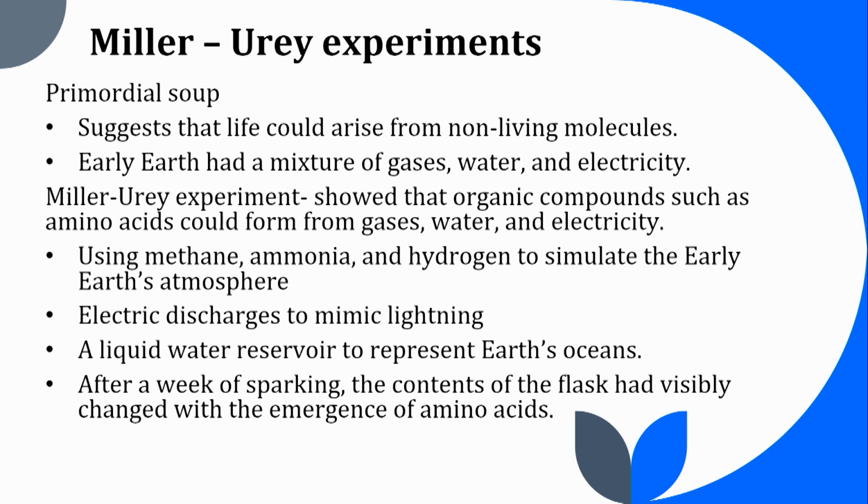So what Miller and Urey did in their experiment showed that organic compounds such as amino acids could form from gases, water, and electricity. What they did is they used methane, ammonia, and hydrogen to simulate the early Earth's atmosphere. The early Earth atmosphere did not have much oxygen, but it did have a lot of methane, ammonia, and hydrogen. Okay? On the early Earth, there was lightning, and so they used electrical discharges to mimic that lightning. We had a liquid water reservoir to represent Earth's oceans, and after about a week of sparking this water with their electricity, the contents of the flask had visibly changed with the emergence of amino acids.